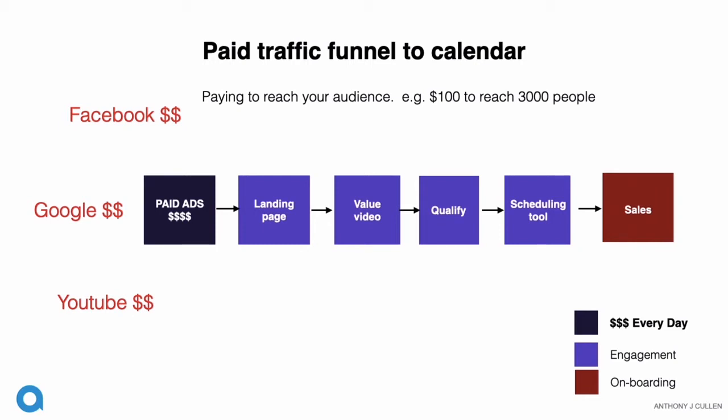But let's just say $100 will get you a reach of 3,000 people, meaning that if you spend $200, for example, you'll get your advertisement placed in front of 6,000 people that fit your search criteria.